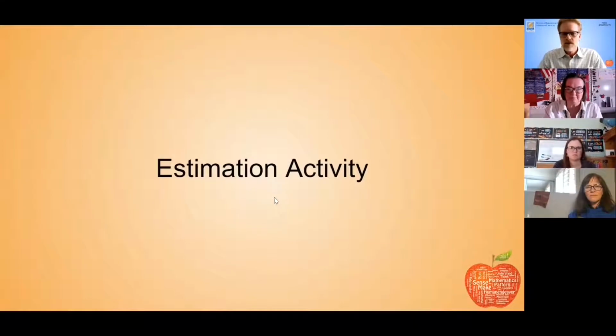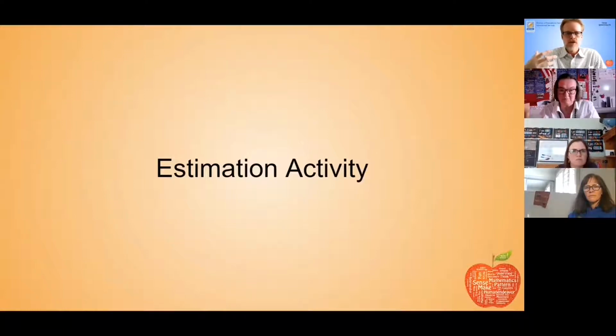Estimation activities. I'm not sure how often you get to include opportunities for kids to estimate in your class, whether it's before they do a computational problem, you're asking the kids to give you an estimate of what they think it might be, a high or a low estimate, so they start to build that number sense that's going to tell them, hey, that number's way off.